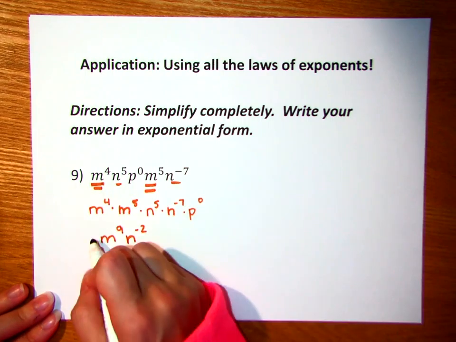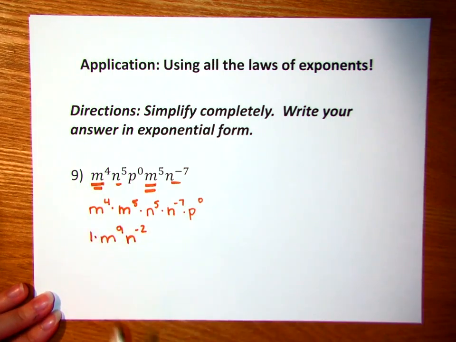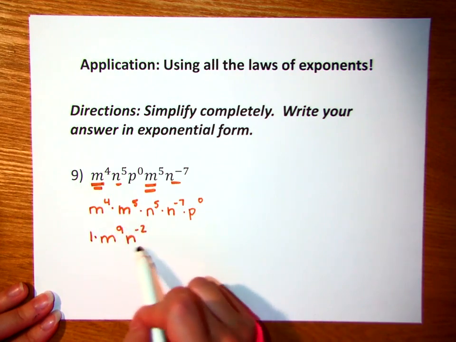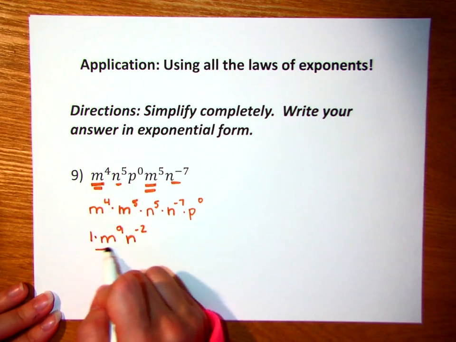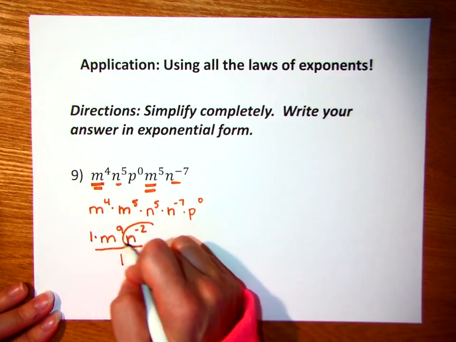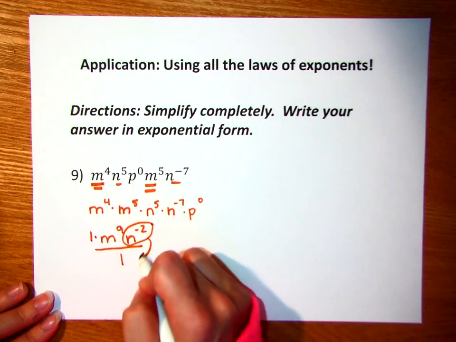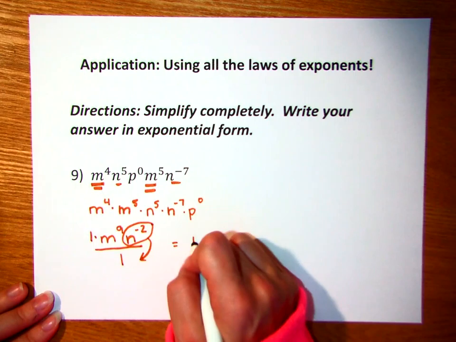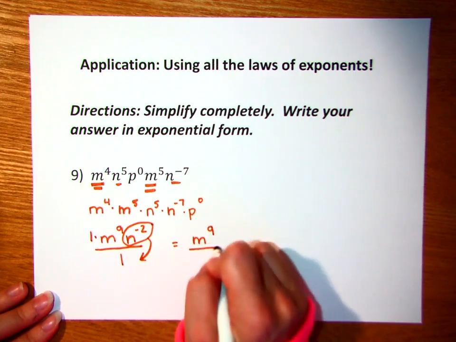So we have 1 times all of this. I'll put that number in the front. Well, 1 times anything is that thing. So I don't even need to write that 1 anymore. But I do need to take care of this negative 2. You can't have a negative exponent. So right now, this is in the numerator position, but I can take this base with the exponent and move it to the denominator. Again, 1 times m to the 9th is still m to the 9th. That one's going to go away.